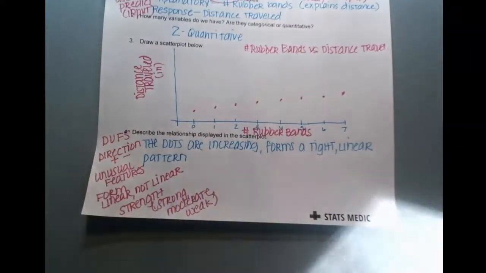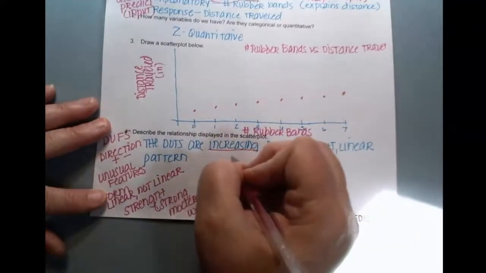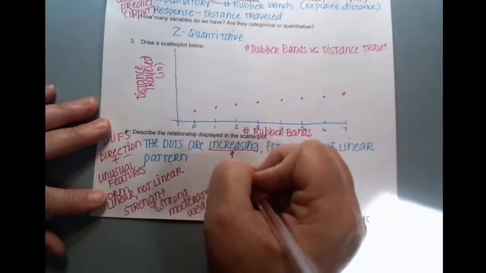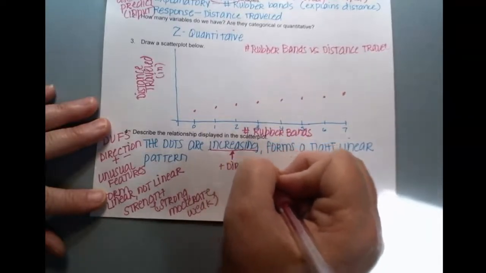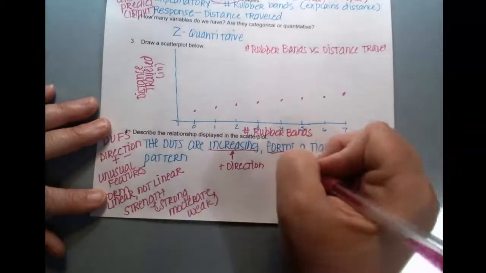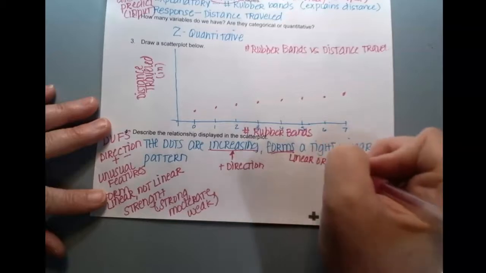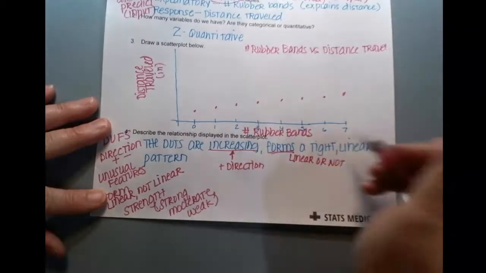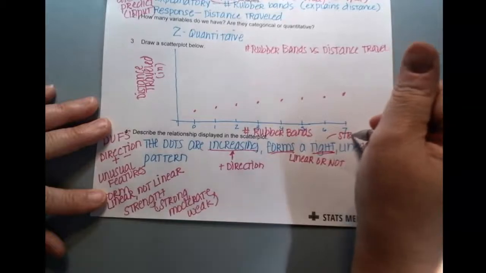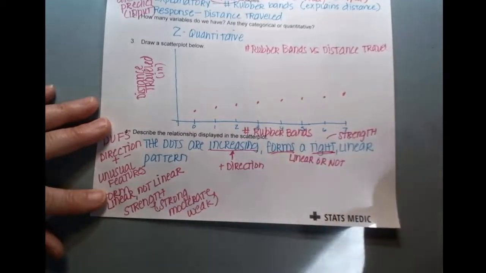So when we look at what we wrote, increasing, that is our direction. So it's a positive direction. The form, is it linear or not? The tightness was the strength. So we could have said strong.